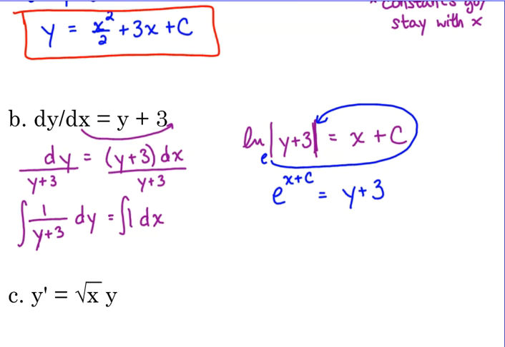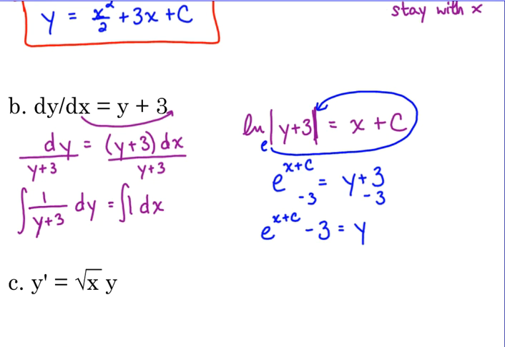At this point, we can drop the absolute value bars because e raised to a power is always going to be positive. We don't need the absolute value bars anymore. We're trying to solve for y, so we'll subtract the 3 from both sides. So we have e to the x plus c minus 3 is equal to y.